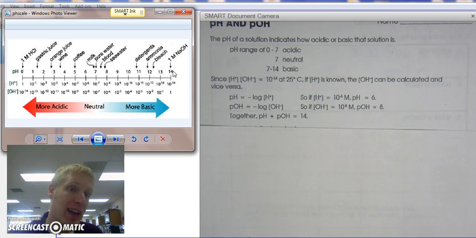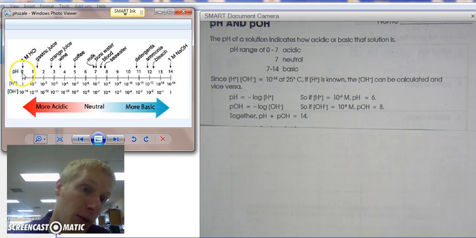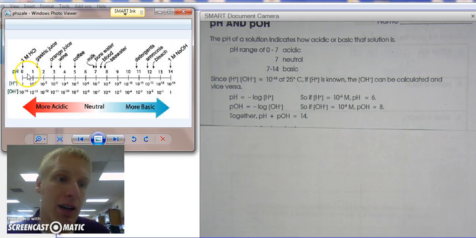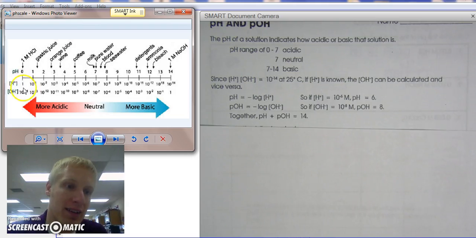And if we reverse that looking at pOH, pOH of 0 is the most basic, pOH of 14 is the most acidic. Switching back to the pH scale, what does that mean? It's looking at the concentration of H+. So if you have a high concentration of H+, you're going to have a low pH. A low concentration of H+ means you have a high pH. And the inverse is true for the pOH and OH minus concentration.